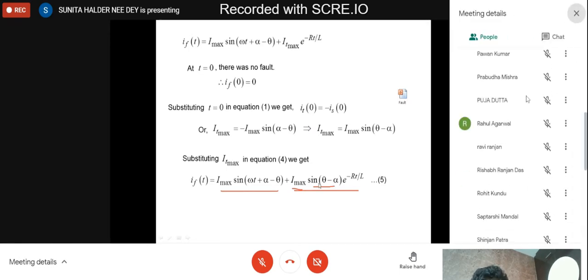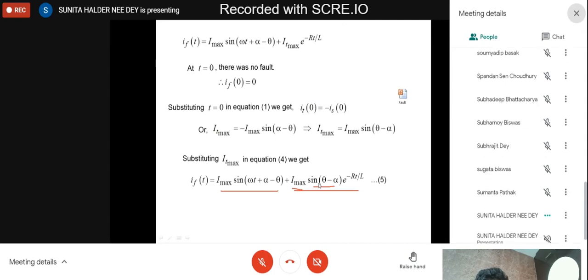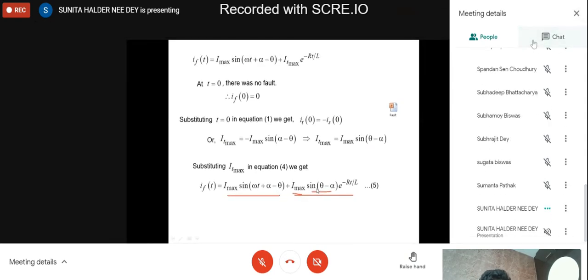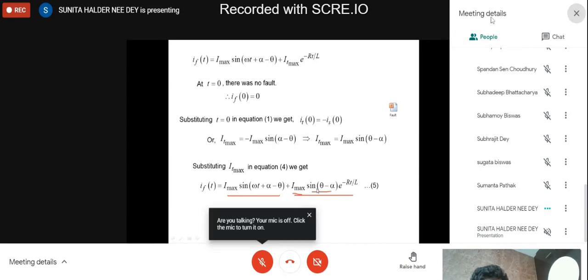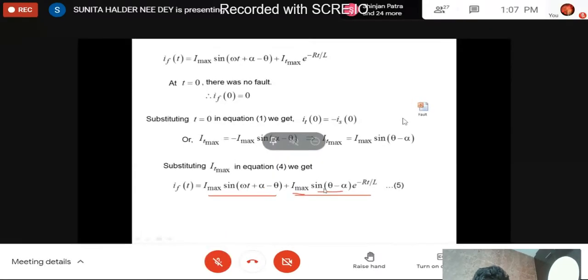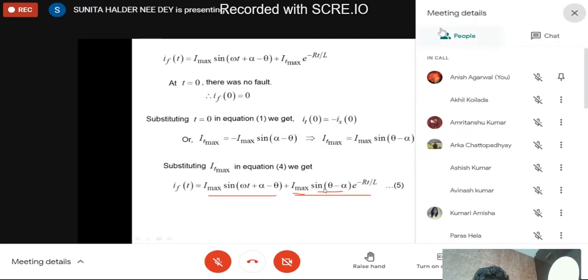Otherwise, when this transient component has died down at t equal to infinity, then obviously the fault current will be purely sinusoidal. But at the same time, we should not allow the fault current to flow in the circuit for a long time. We should try to disconnect the faulty portion from the healthy circuit as early as possible and try to find out the problem, where is the fault. We shall recover that one, then we shall connect this faulty portion again to the healthy portion after the occurrence of fault.